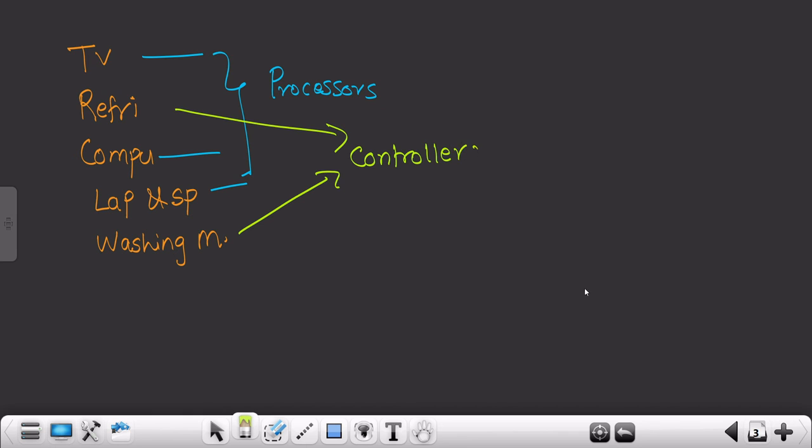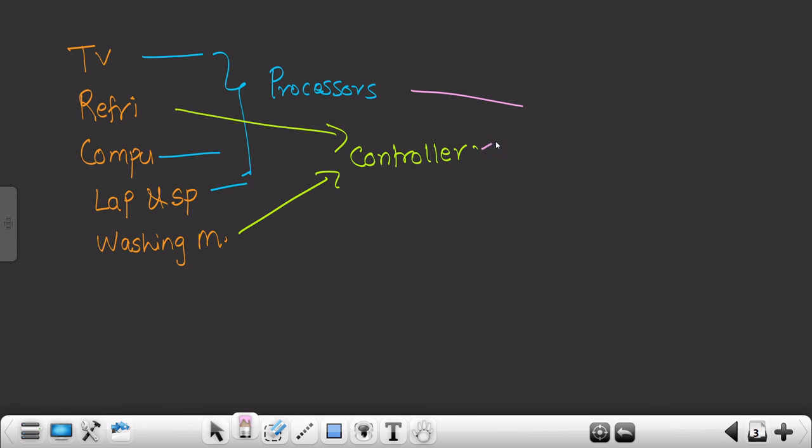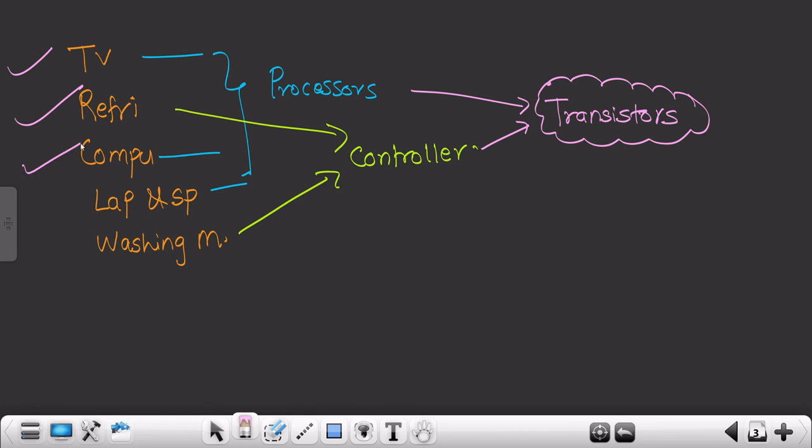And my dear student, just now we studied the processor and the controller. The processor and the controller are made up of what? They are made up of millions or billions of transistors. That's a different scenario. But long story short, the transistor is the basic or fundamental unit of any device. So these are the devices you have: TV, refrigerator, computers, laptops, smartphones, washing machine.